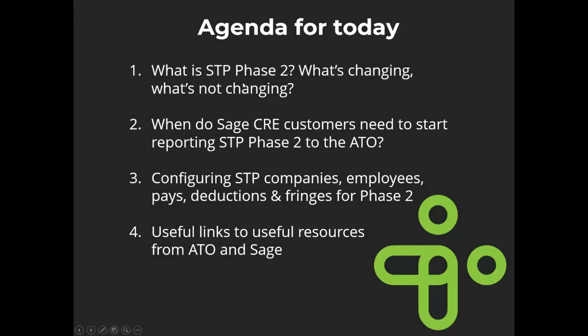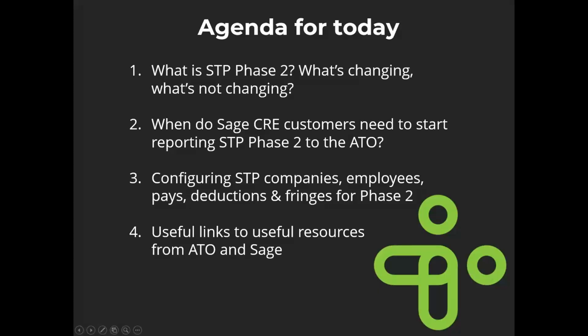So we're going to look at, just briefly, what is STP Phase 2, what's changing and what's not changing, when do you need to start reporting to the ATO, configuring your setup, which involves looking at your STP companies, employees, pays, deductions and fringes for Phase 2. And then, like I said, some useful links at the end of this for extra resources.